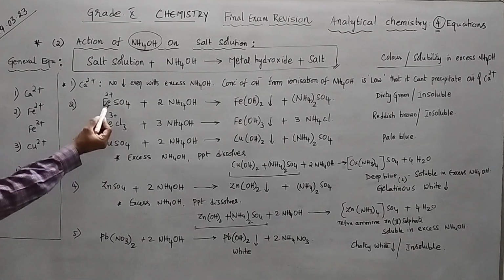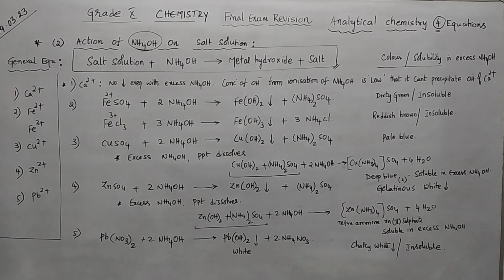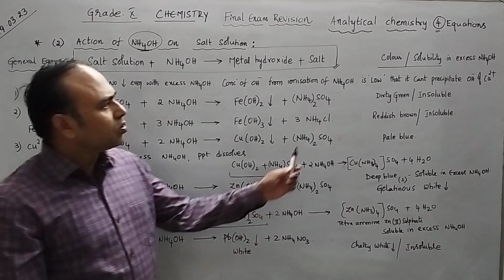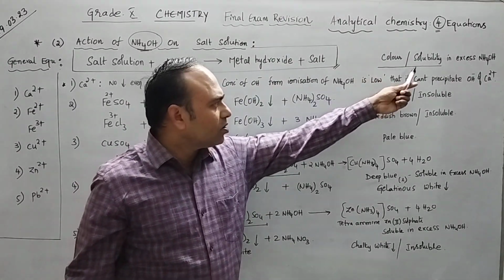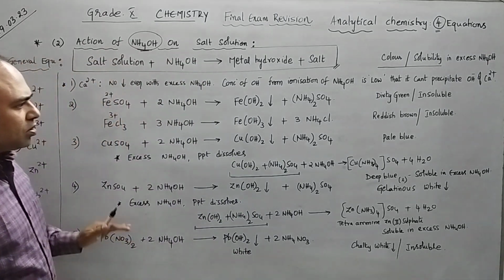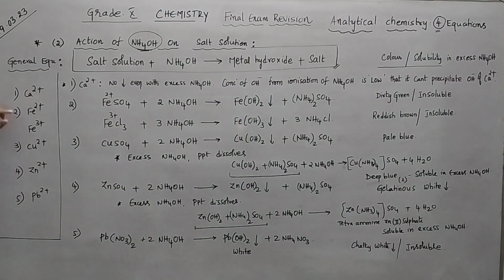So first and foremost thing is remember only the general equation, and after that how many ions are there in the syllabus? We have only 5: calcium, iron, copper, zinc and lead. So we are going to study the equations, and apart from that you should know the color of the precipitate and also about the solubility. So this is what we are going to study in this.